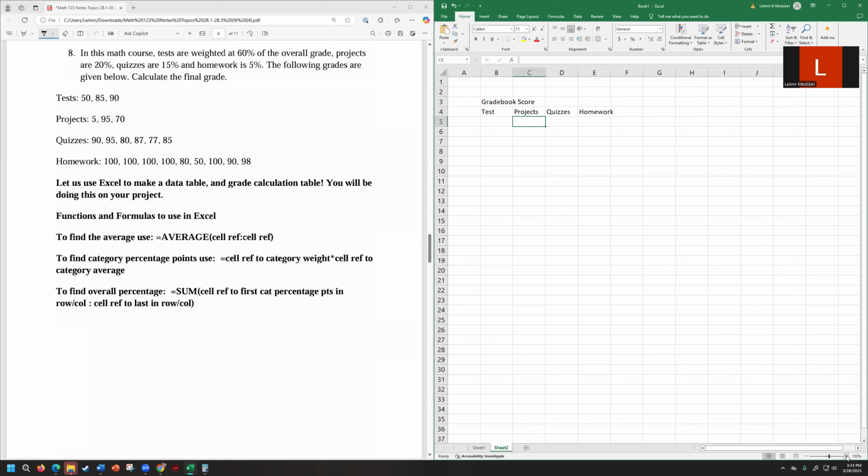Okay. For the tests, there were 3 scores for that specific class: 50, 85, and 90. Notice I'm doing all of this because I'm actually going to have Excel give me the averages, not just do them by hand, so I can show you that you can do all of this in Excel. Projects, we had one was a 5, one was a 95, and one was a 70. The quizzes, we had a 90, a 95, an 80, an 87, a 77, and an 85. And for the homeworks, we had 4 100s in a row.